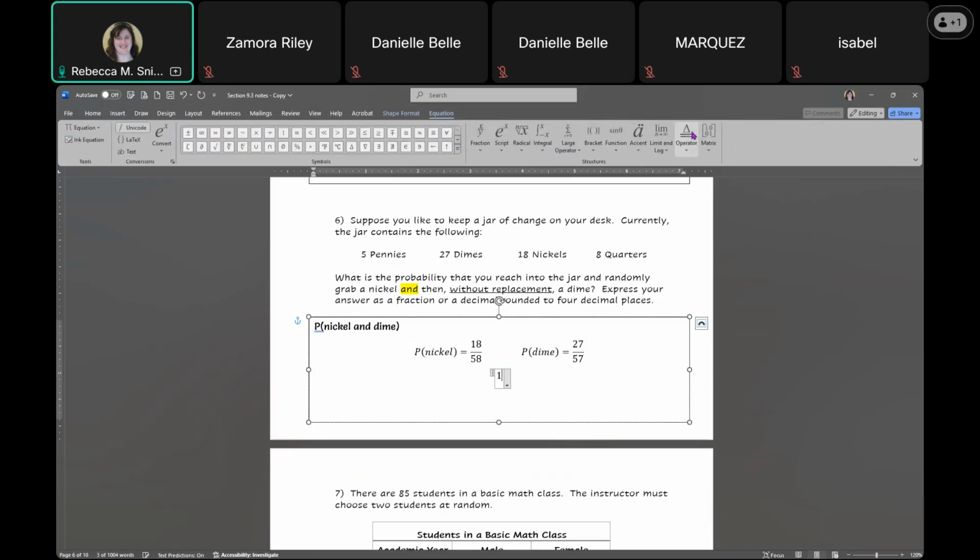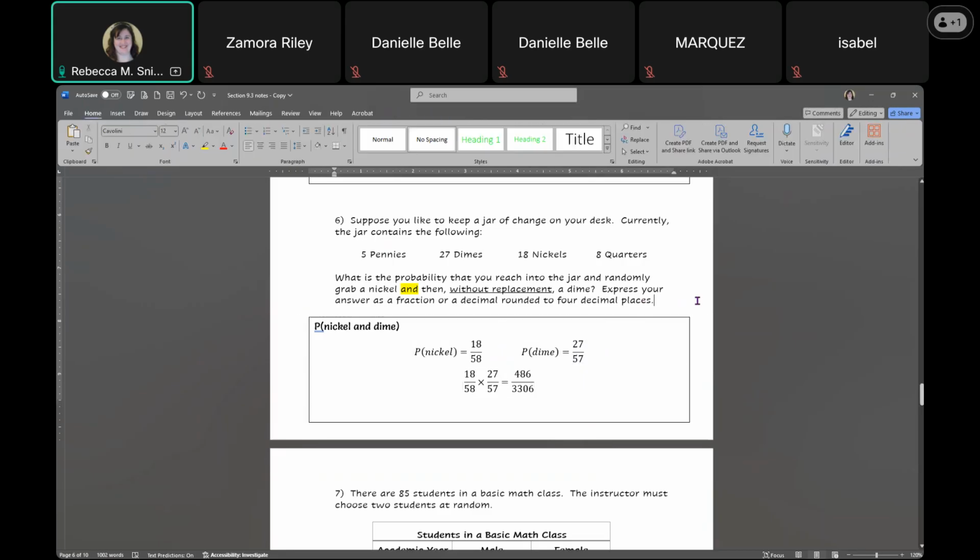So this is 18 over my 58. And we're going to multiply that by 27 over the 57 to get your answer. And here you should get 486 over 3306, which you would then, as before, reduce or give me its decimal answer. Any questions on that one?